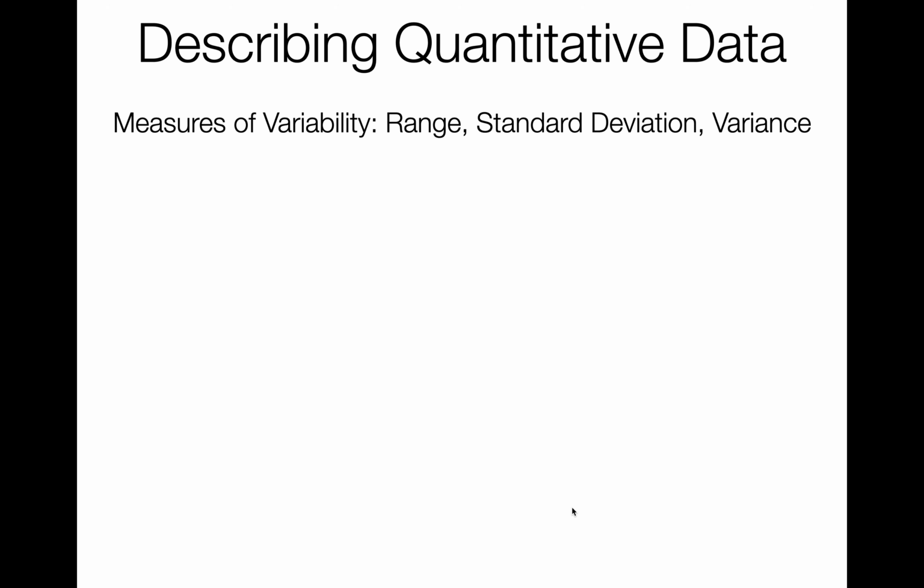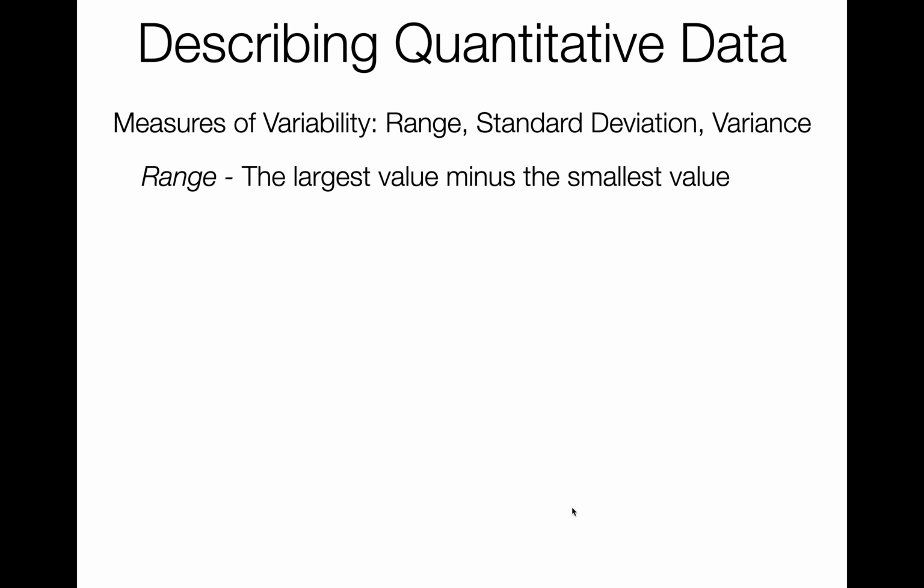Okay, so those are measures of center. Now we talk about measures of variability, or how spread out the data are. This is also very important in statistics. Okay, the first is sort of the naive measure, which is the range. You probably know the range. It's the largest value in the data minus the smallest value in the data.